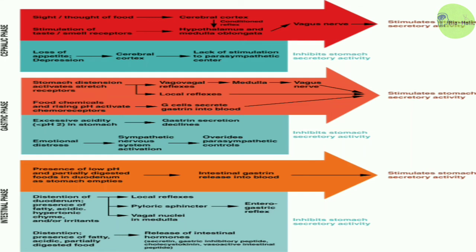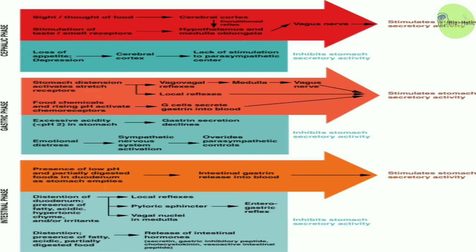Loss of appetite or depression is sent to the cerebral cortex, which causes lack of stimulation to the parasympathetic center and in turn inhibits stomach secretory activity.